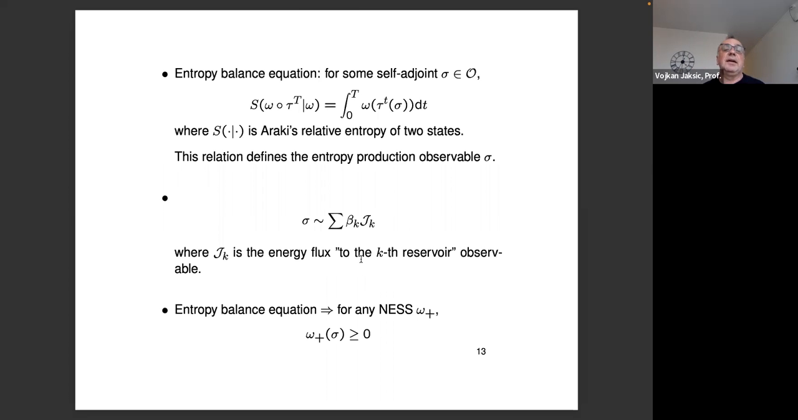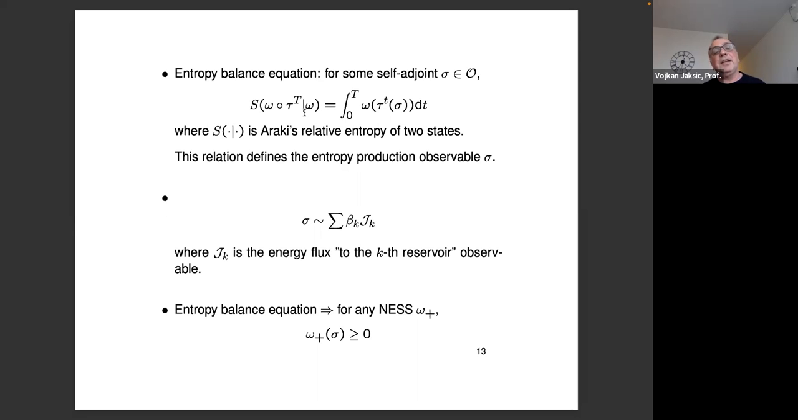And then associated to this definition, there is something that we call the entropy balance equation, namely that if I look at how the entropy changes in time, and here the entropy is actually the Araki relative entropy that I have mentioned. And this is just an extension to the infinite dimensional setting of the formula trace rho (log rho minus log omega) that I have written before.